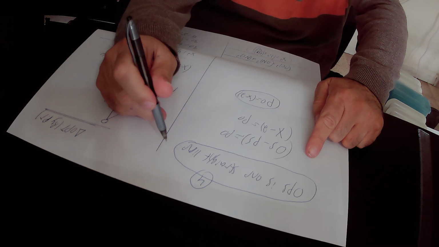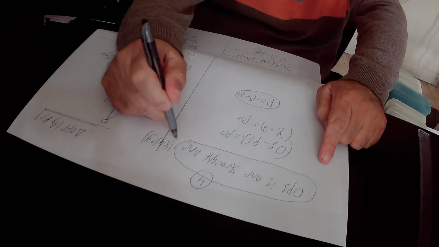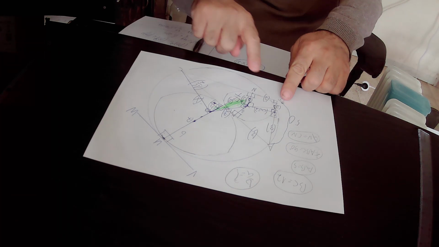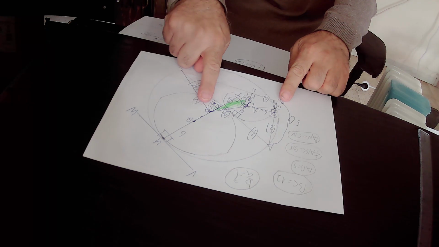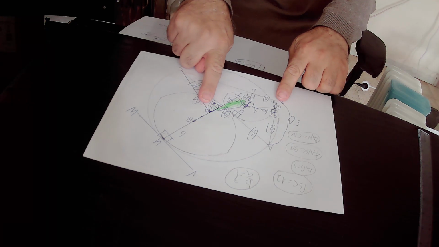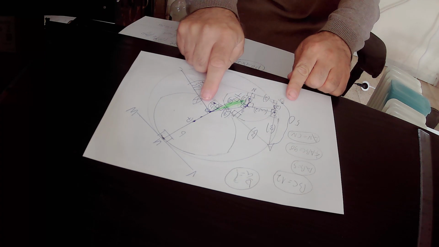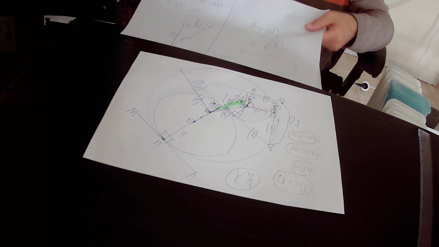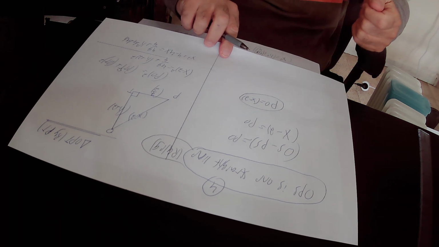So if OPS is a straight line, it means that OS is also a straight line, and OS minus PS equals OP. Again, OS minus PS equals OP, or PO.